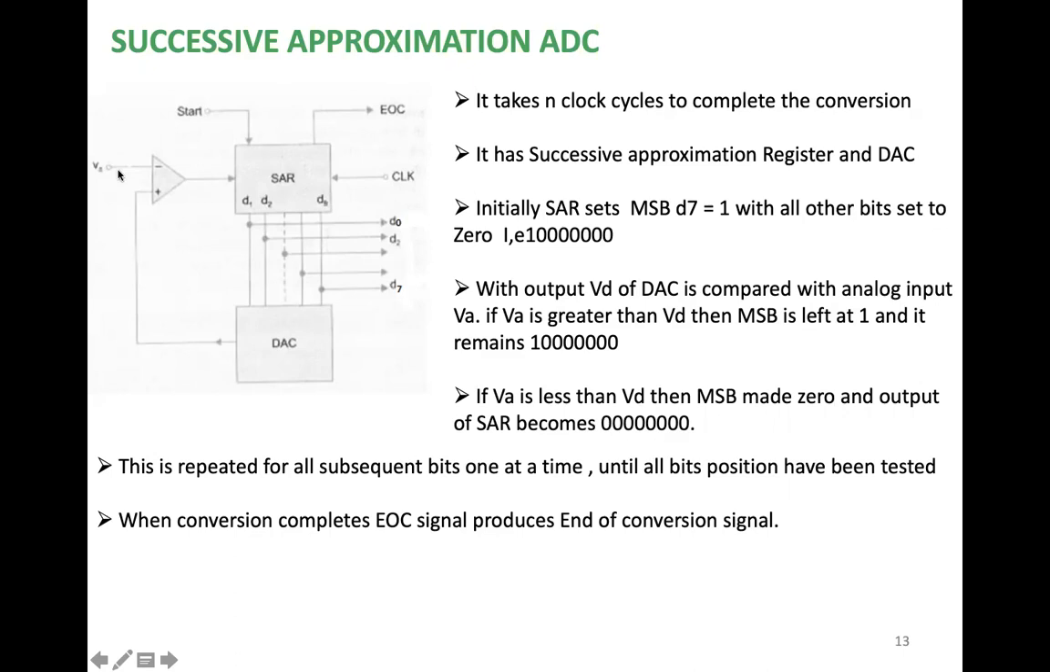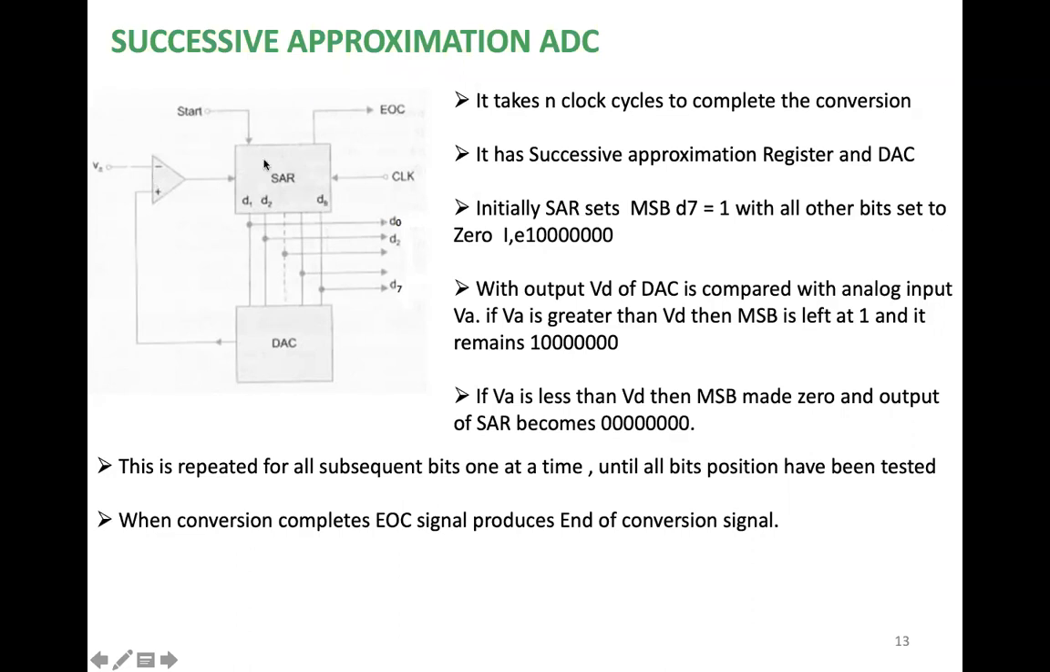The analog voltage is given here, and we are going to get the values in the form of digital, because analog inputs are given and we are expecting a digital output. So D0 to D7, 8 bits is what we are going to get. It takes clock cycles to complete the conversion. So it has a successive approximation register and DAC. It has three main components: SAR, DAC, comparator.